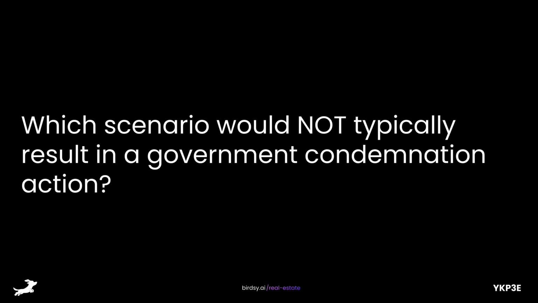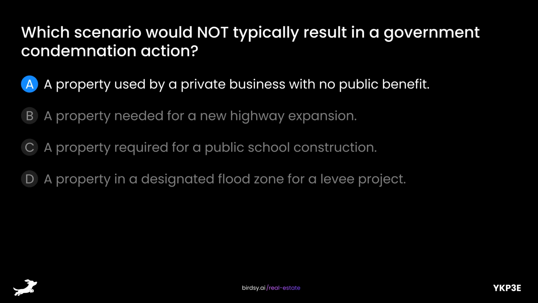Which scenario would not typically result in a government condemnation action? Is it A, a property used by a private business with no public benefit? B, a property needed for a new highway expansion? C, a property required for a public school construction? Or D, a property in a designated flood zone for a levee project?